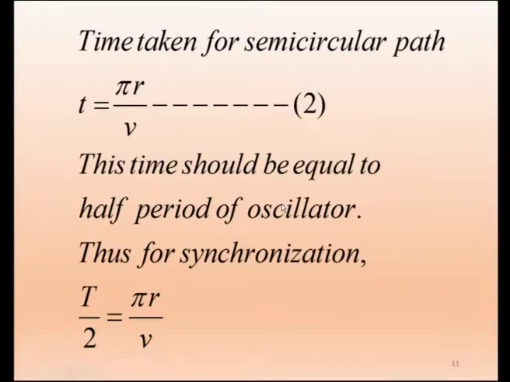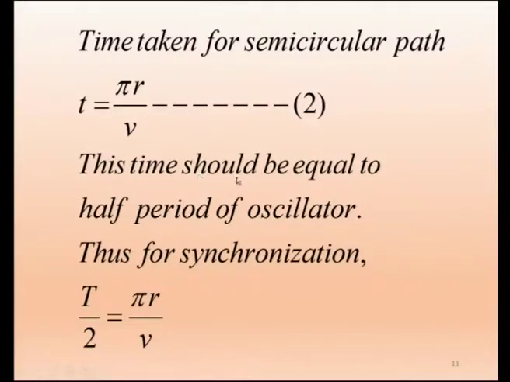So this means we get the oscillation, positive, negative. When it comes to half cycle, it should finish off, then the other one will start pulling it. So the time taken should be exactly the same. This time taken should be equal to the half period of the RF oscillator that we have applied. Thus for synchronization, what you need is T by 2 is equal to pi r by v.